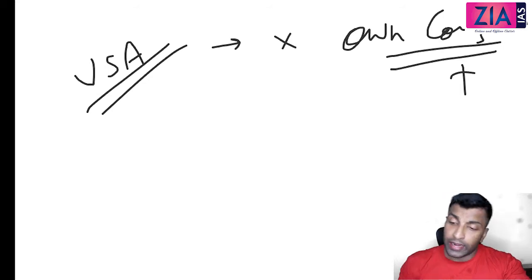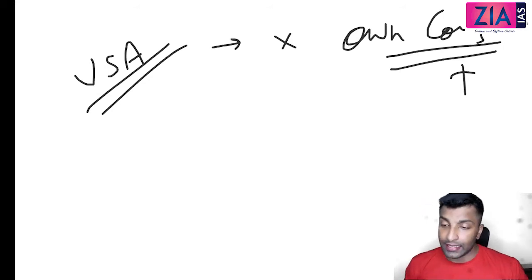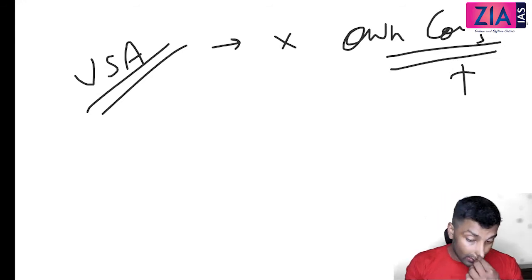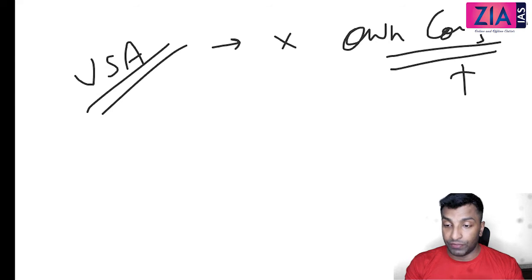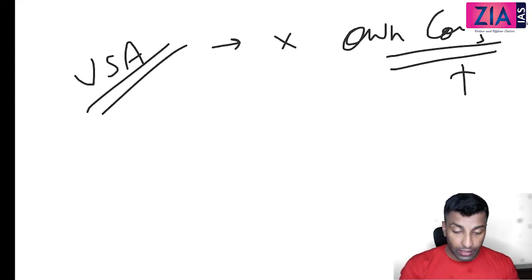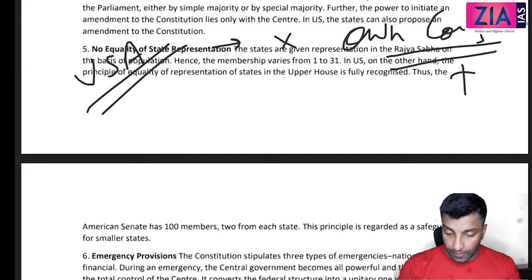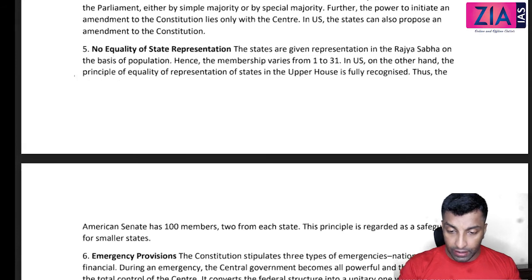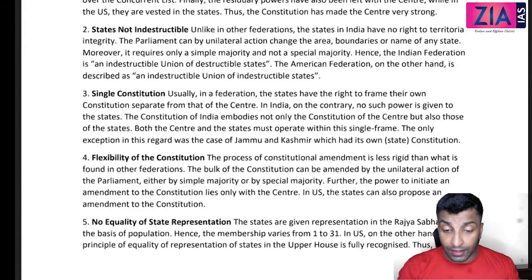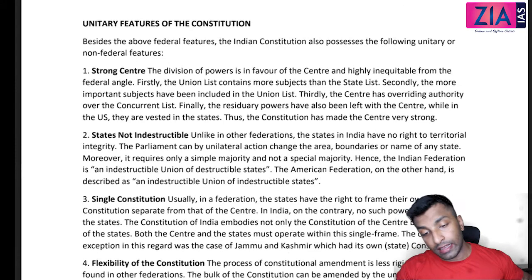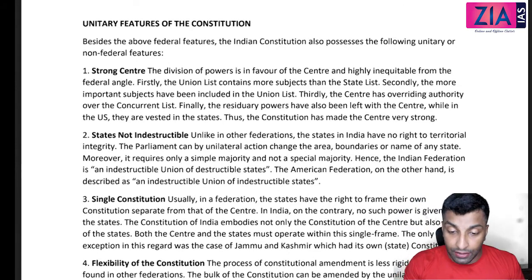Okay, so there are already some secessionist tendencies. If you make it completely federal, there may be demand for secession. So that should not be allowed. That is the reason why this is a union of states. Now we will look into all these one by one. In fact, more supportive argument is there for the unitary feature than the federal feature.